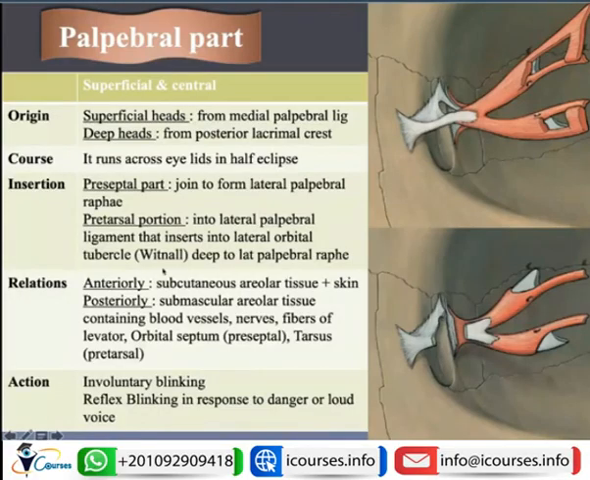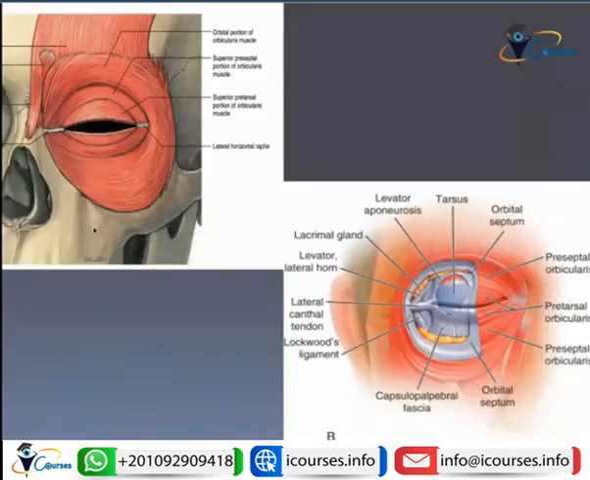So what will be the insertion? The preseptal part will insert into what is called the lateral palpebral raphe, which is a part of the orbital fascia. As you can see here, this is the preseptal, and this is the medial palpebral ligament, and this is the lateral palpebral raphe. So the preseptal will run concentrically in a half ellipse fashion until it inserts into the lateral palpebral raphe.